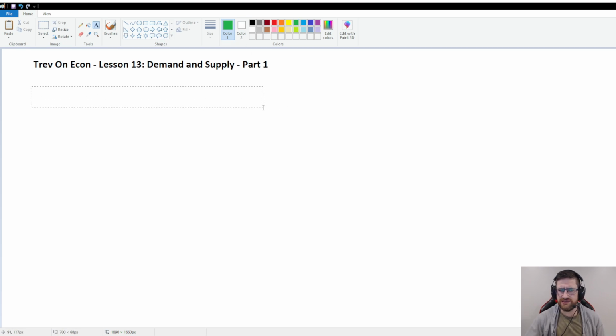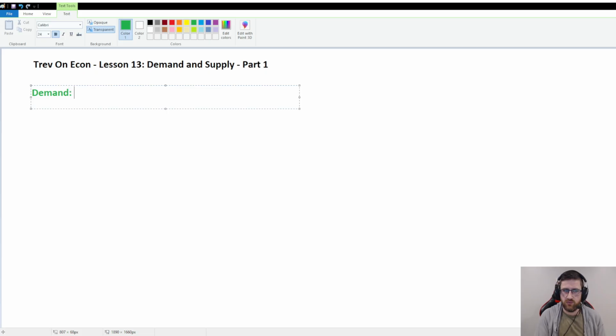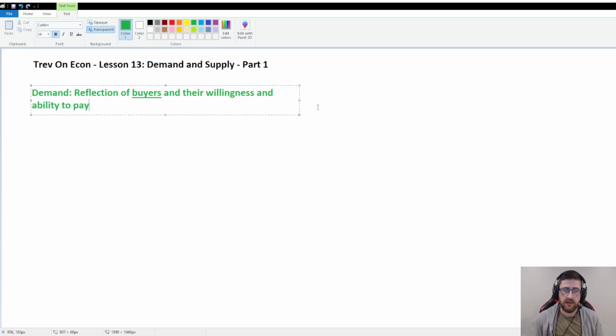So I like to use green for demand. I have no real reason for that. It's just something I've picked up over the years. But demand, what is demand? Well, demand is a reflection of buyers. So this is the buyer side. And their desire, let's say willingness, and ability to pay. What I mean by that is that the buyers have to have two key components. They have to have a willingness or sort of a want to buy something, and they also have to have the ability to pay for that thing.